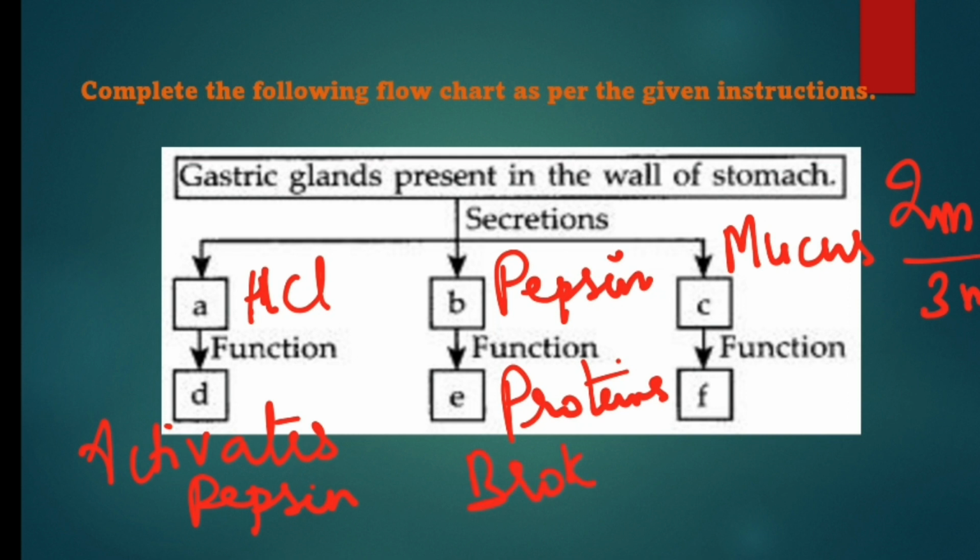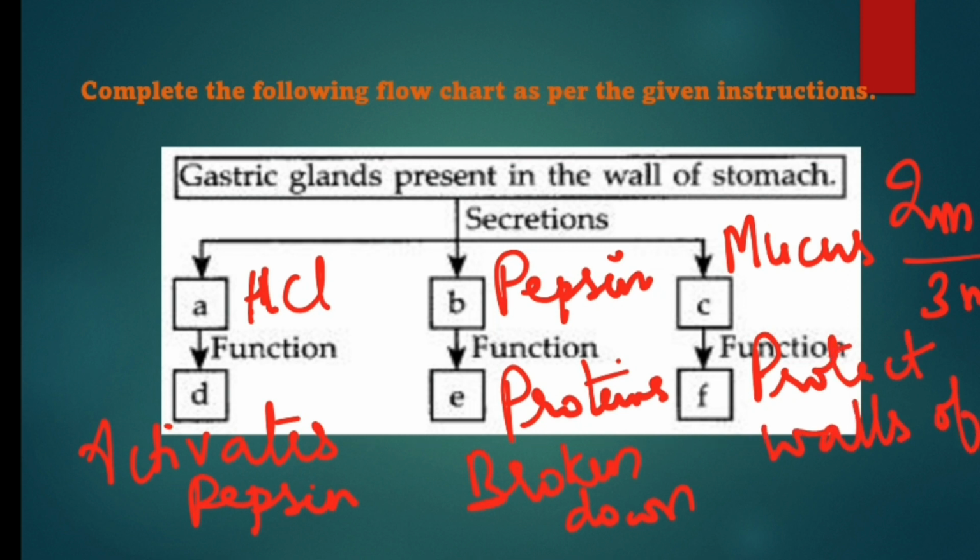Proteins are broken down into peptones or amino acids, simple amino acids. Now what is the function of mucus? Mucus function is to protect the walls of the stomach from HCl. Why? Because HCl is an acid and it can corrode the walls of the stomach. So the mucous membrane is present throughout our alimentary canal so that it is not corroded by the action of HCl.